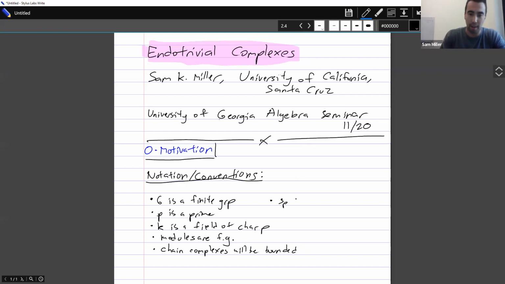We'll denote by SPG the set of P subgroups of G, and Sylow PG the set of Sylow P subgroups of G. And finally, we'll use this to denote the k dual of a kG module.